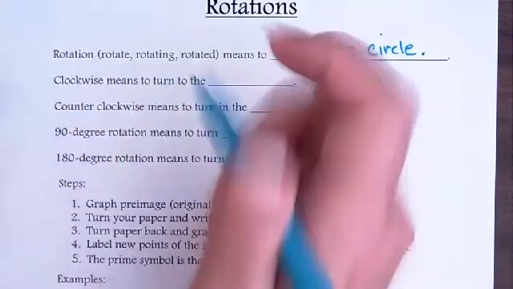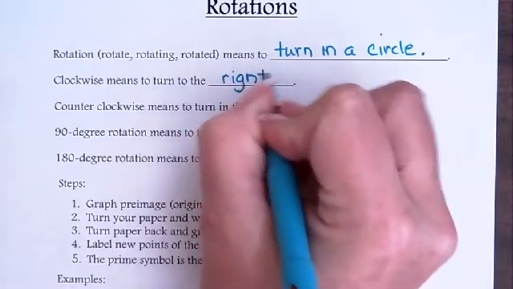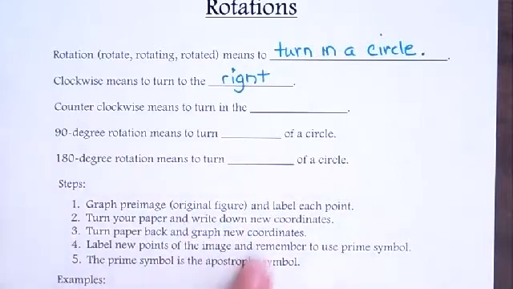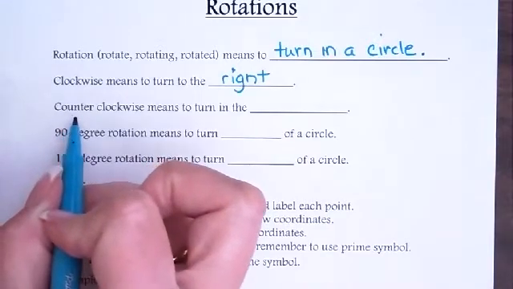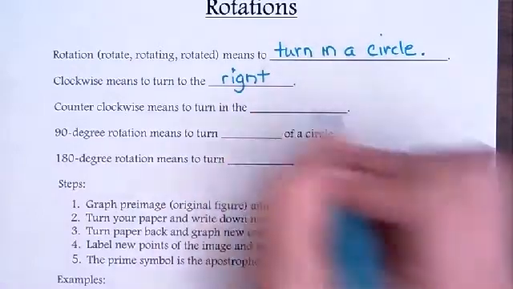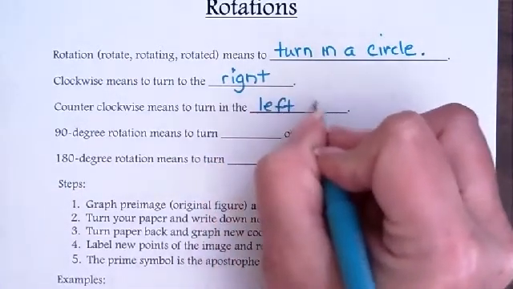Clockwise means you're going to turn to the right, just like the hands on a clock. That's where the name comes from. The hands on the clock go around to the right, like this, around to the right, okay? Counterclockwise, the word counter means opposite. Counterclockwise means you're going to turn in the left direction.